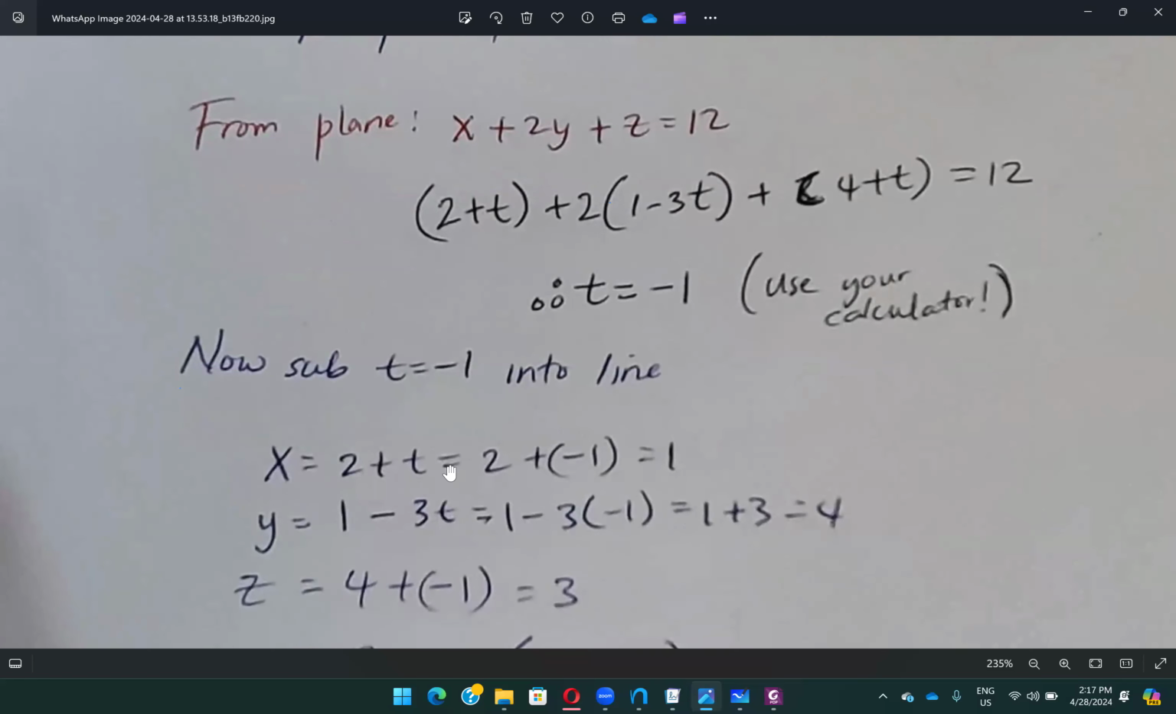We're going to have x equal 2 plus t, which is 2 plus -1, which is just 1. Y is equal to 1 minus 3t. That's 1 minus 3 times -1, which is 1 plus 3, which is 4. Same thing for z, we get 3. Now we have a point at 1, 4, 3.